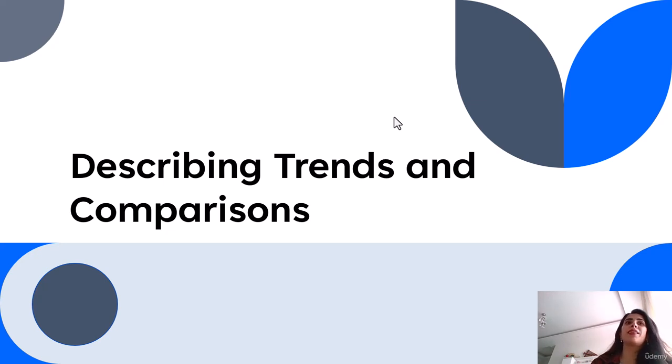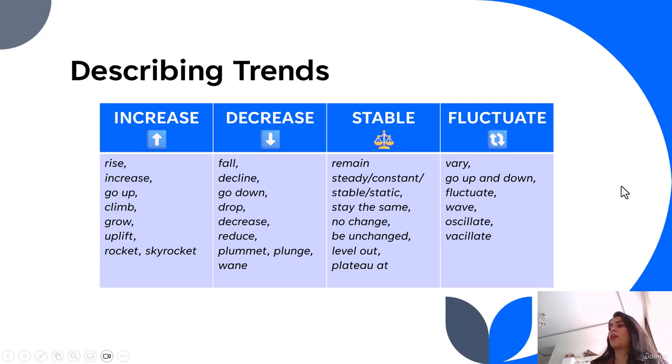Welcome back. In this lecture, we'll focus on how to describe trends and make comparisons in Writing Task 1. This is a key skill for accurately and effectively describing the visual information you encounter in the IELTS exam. Let's start with describing trends.